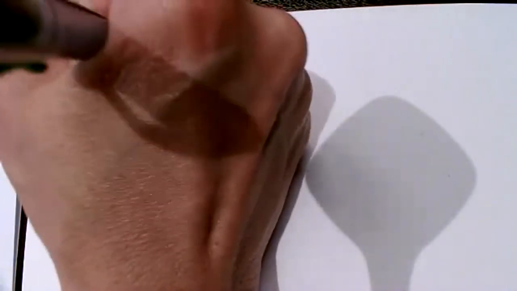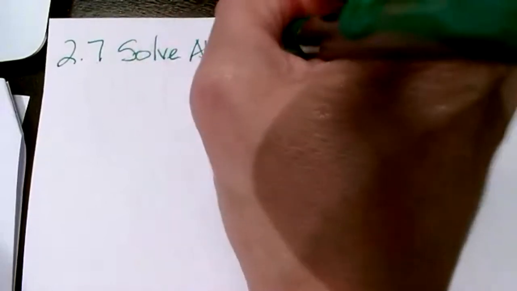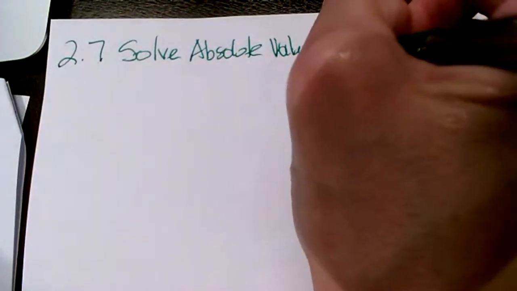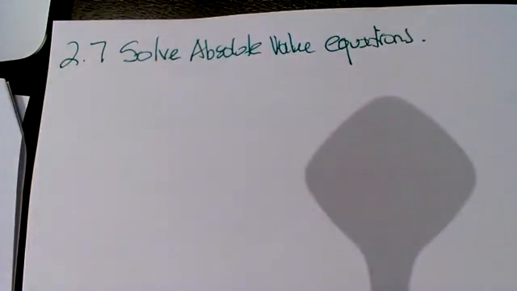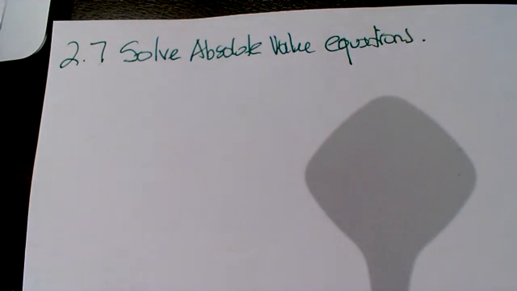Here we go. So this is going to be 2.7, solve absolute value equations, right? And we're going to start with an example. We're going to pretend that we all are runners, and we're going to consider 3 scenarios, okay?